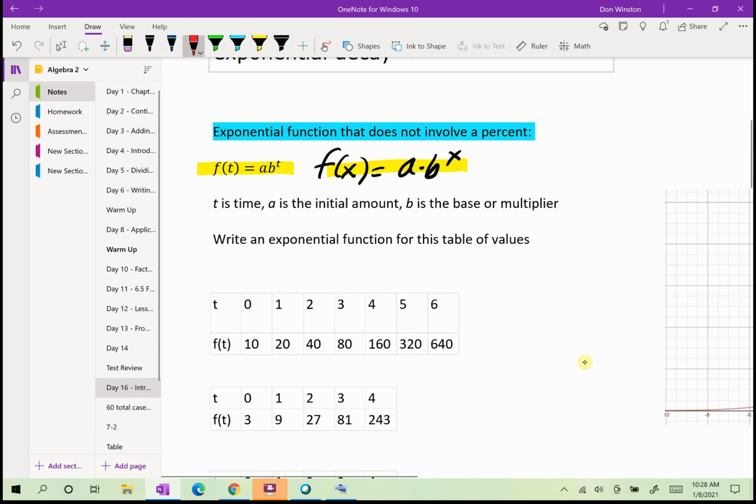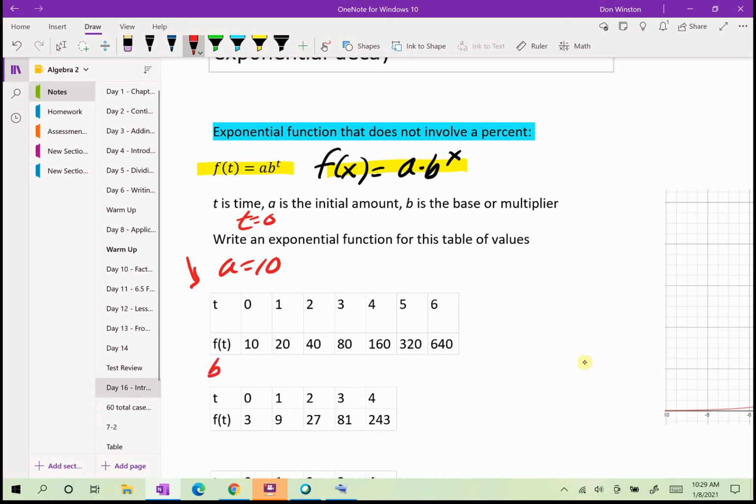Well, here I have a table. At time 0, I see that f(t), or y, is 10. So again, a represents the initial amount. That's when time is equal to 0, or t is equal to 0. So here, a in this case is going to represent 10. That's my initial amount. Now my multiplier or my base, that's easy to get at. All we have to do is take the day ahead and divide it by the day behind for f(t), and we get our b.